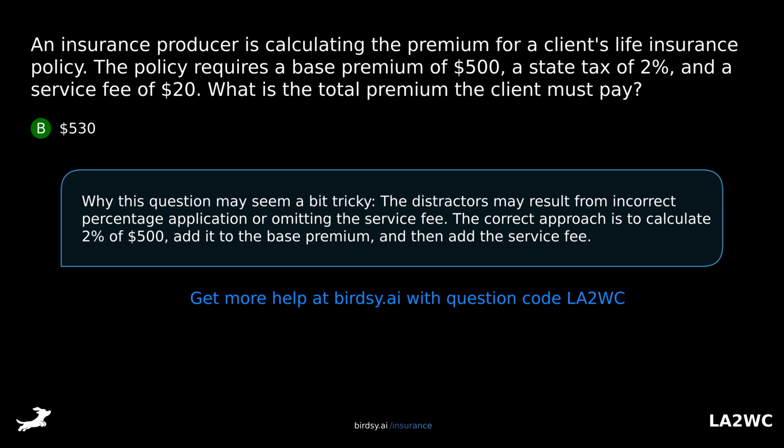Why this question may seem a bit tricky. The distractors may result from incorrect percentage application or omitting the service fee. The correct approach is to calculate 2% of $500, add it to the base premium, and then add the service fee.